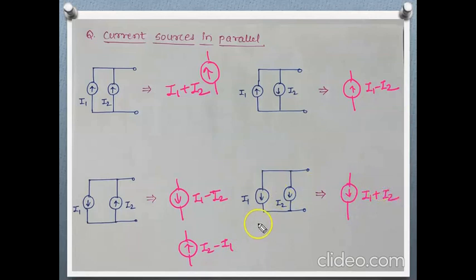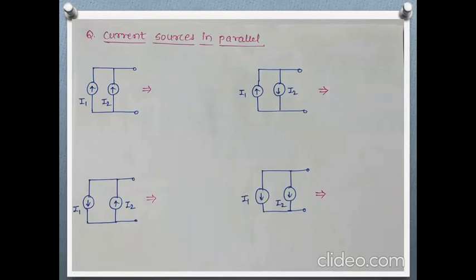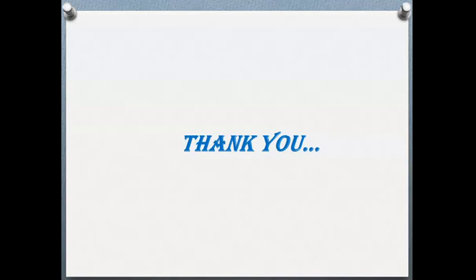In this way, we can find the total current or equivalent of these two. When they have the same direction, addition is there, and when they have different directions, then it will be subtracted from each other. In this way, we can convert the given voltage source into its equivalent current source or the given current source into its equivalent voltage source. In the next session, we will solve some more numericals based on this source transformation technique.